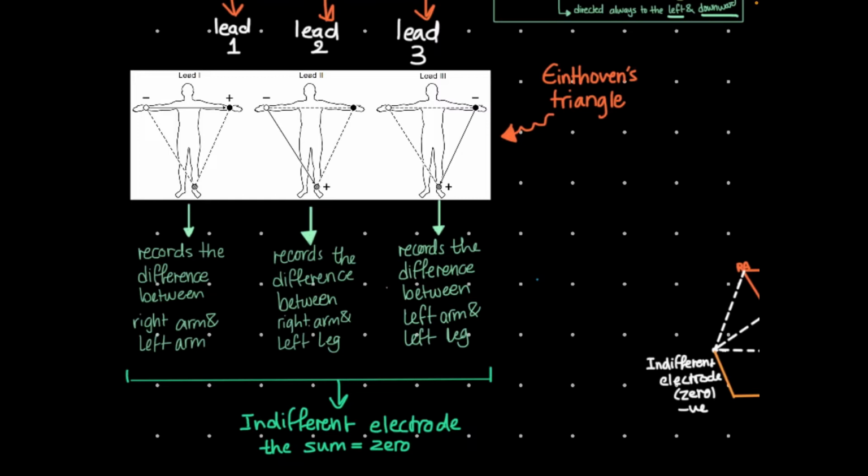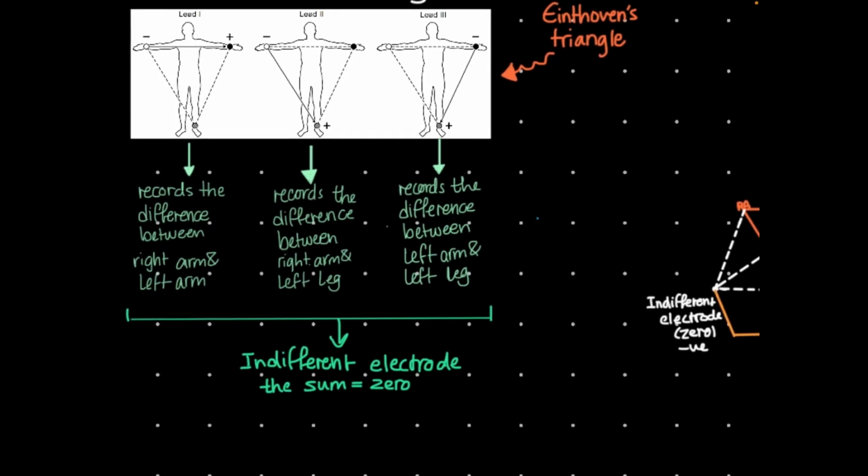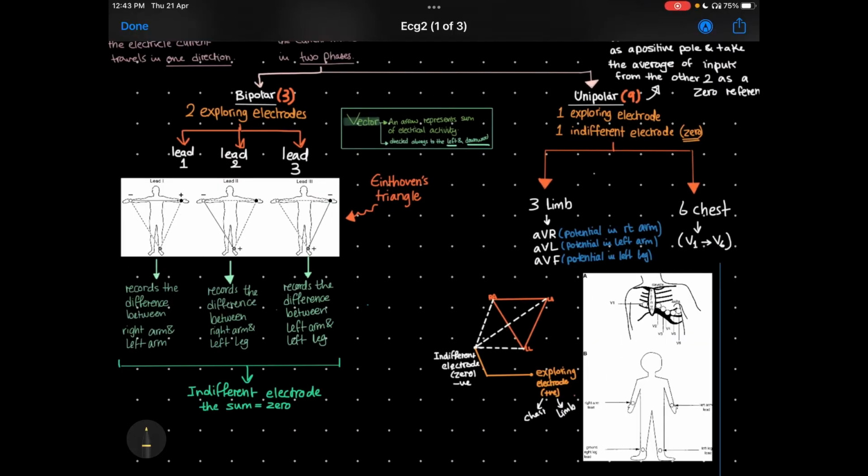Lead number 2 records the difference of potential between the right arm and left leg, so it goes downward. The left leg is going to take the positive pole. Lead 3 records the difference of potential between the left arm and left leg. Again, it goes downward, and the left leg is going to take the positive pole. We said that the sum of these electrodes is going to be 0.